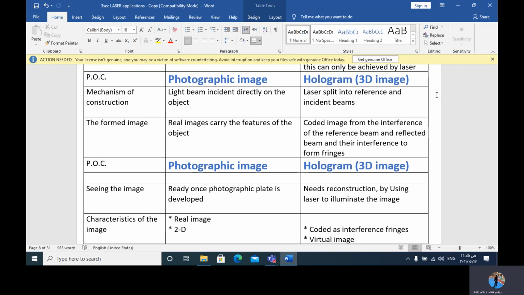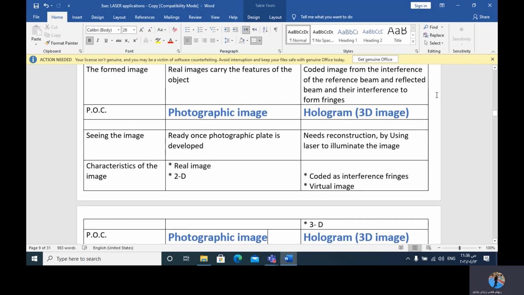In hologram, I have a laser beam split into 2. One is the reference and the other one is the incident beam. So in normal photography, I have one beam of light incident. But in hologram, I have the beam coming from the laser split into 2. One is used to illuminate the object, and then I will receive it as it reflects. And the other one is the beam that we call the reference beam.